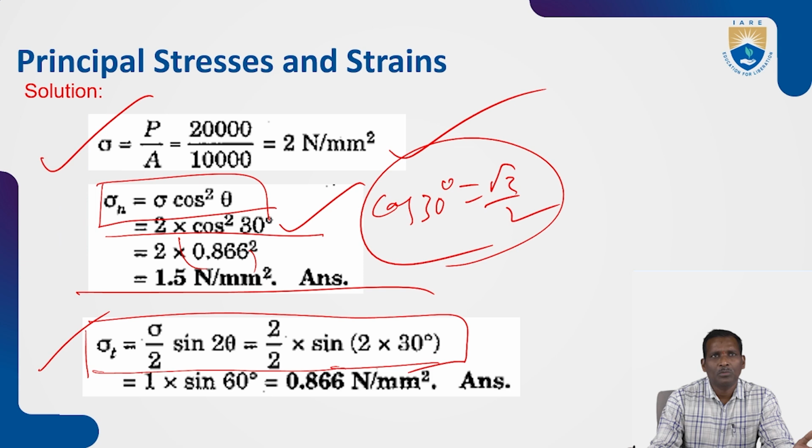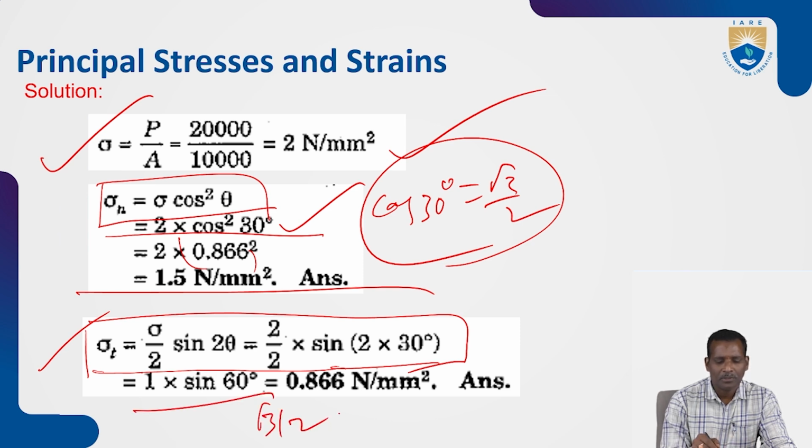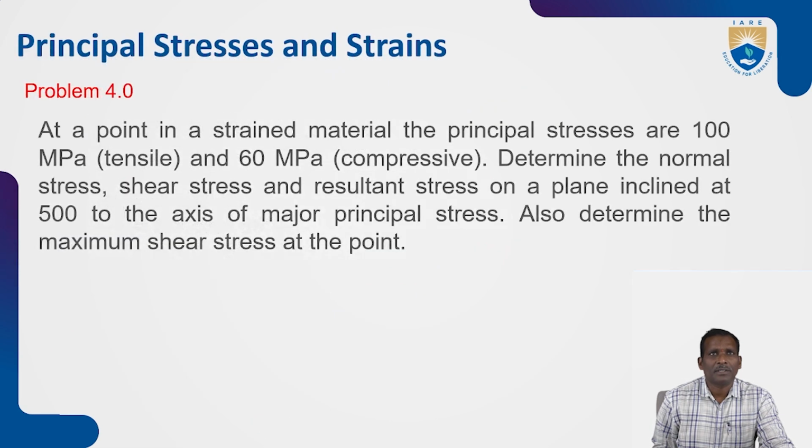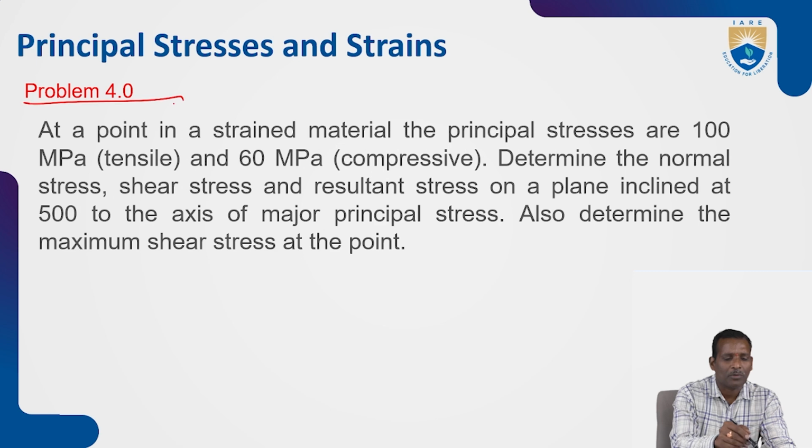So 2 by 2, the sigma value, the stress value, is already given as 2 Newton per mm square. Substitute in this equation. So 1 into sine 60. Sine 60 value is also root 3 by 2. So substitute, you will get these two values. Then formula substitution. This.